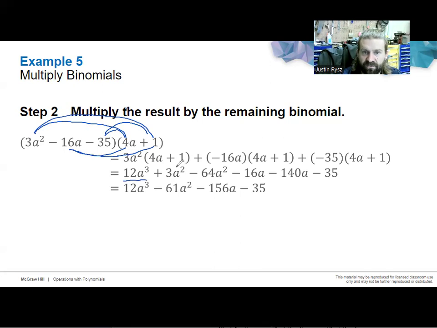Okay, that's the only a cubed. We have an a squared here and an a squared there, and we'll combine those together. We have an a and another a that will combine together, and the 35 is on its own.